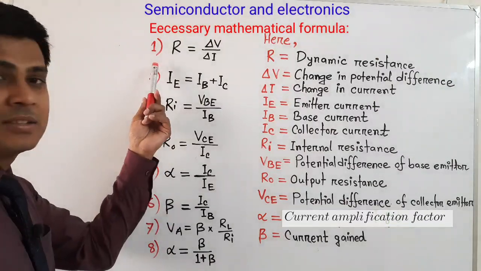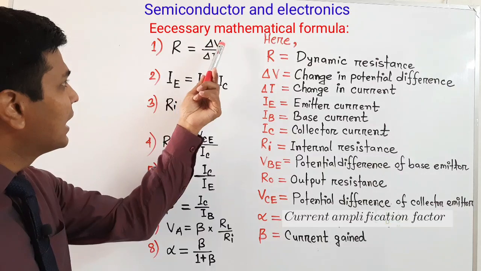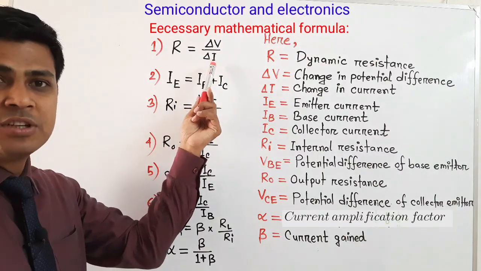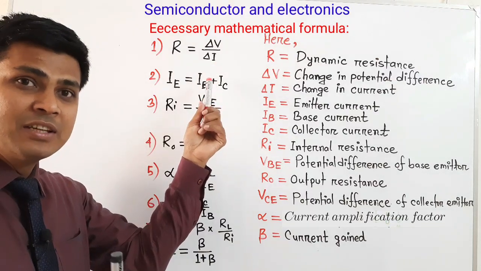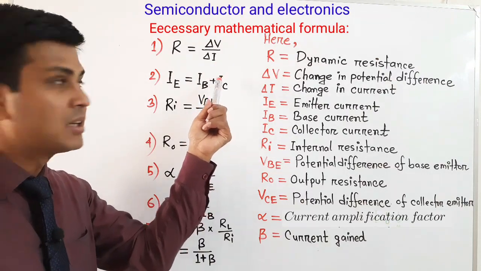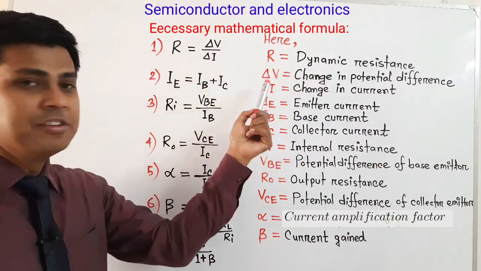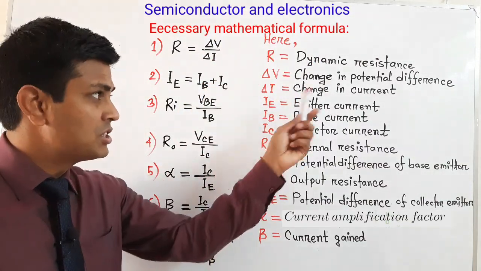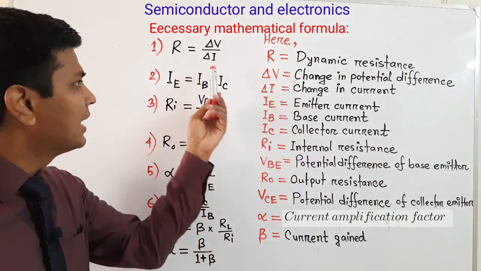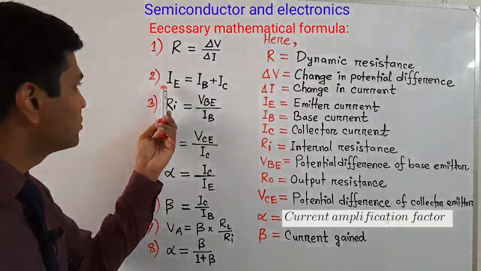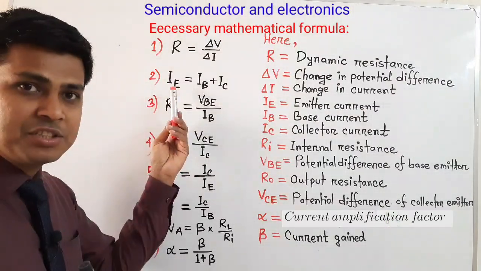The first formula is R equals del V divided by del I. From your chapter 3, we already know the resistance is the ratio of voltage and current. Here R is the dynamic resistance, del V is the change in potential difference, and del I is the change in current.